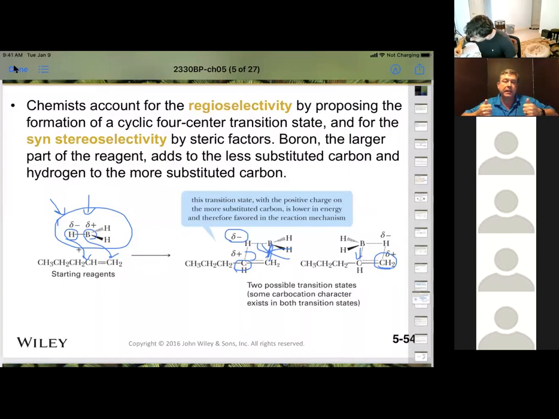Can everybody see that screen about regioselectivity and syn stereoselectivity? All right, great, thank you.